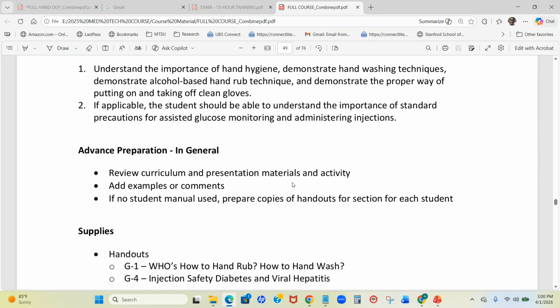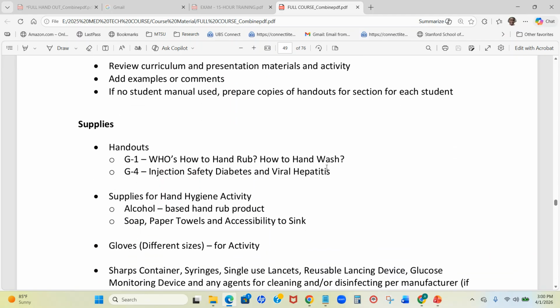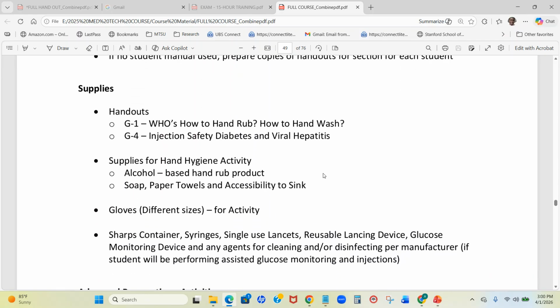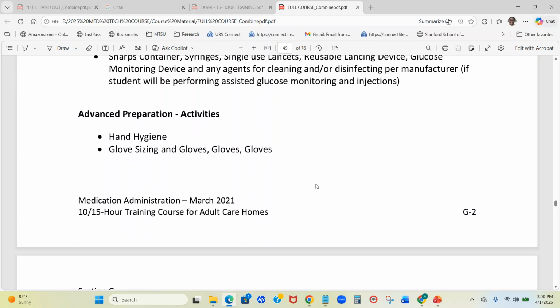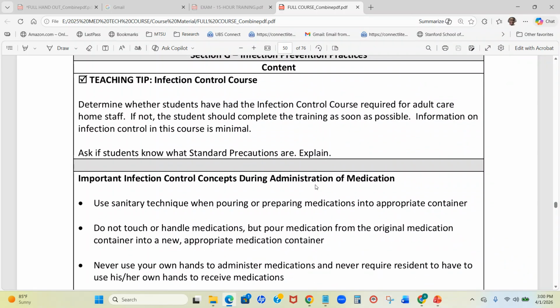You need to understand what standard precautions is, and what standard precautions to take when monitoring glucose and administering injections. We're going to look at the G part of the handout, how to put things in the sharp containers and all that.